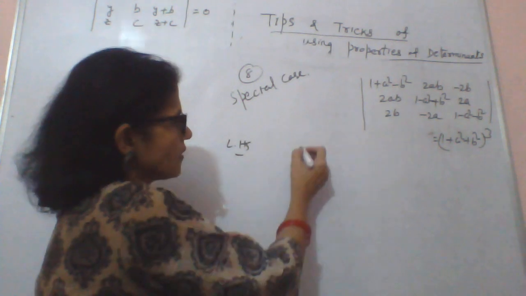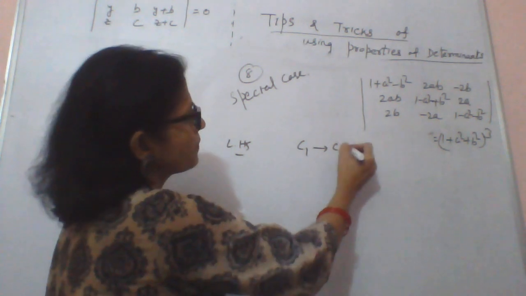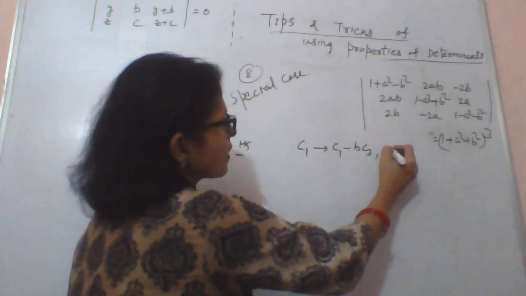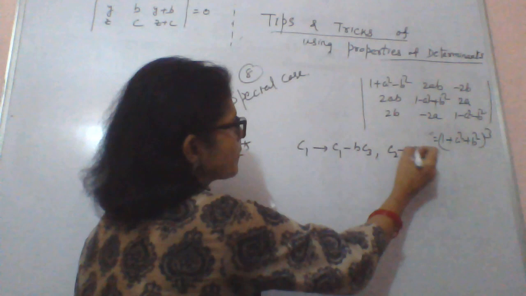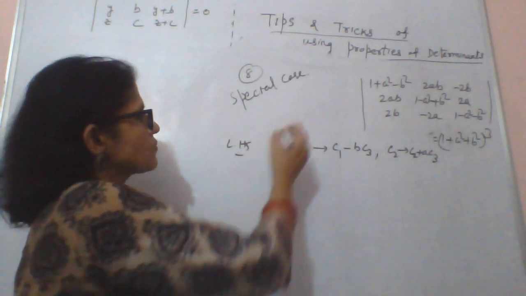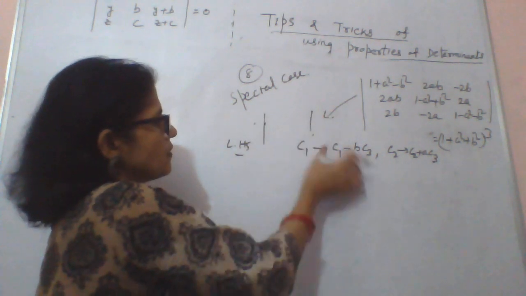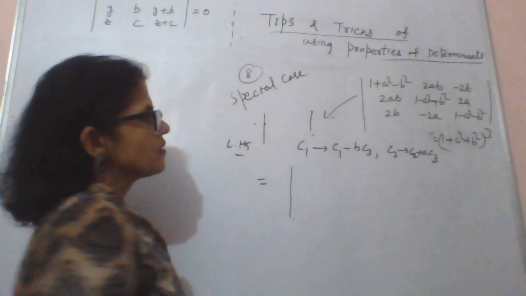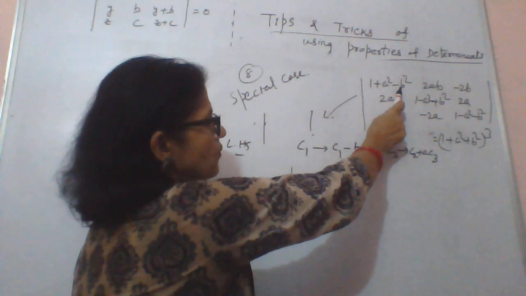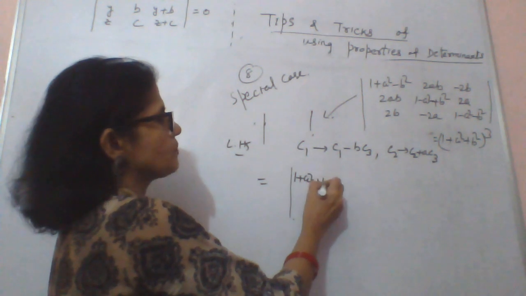If you just look at this, I take C1 replaced by C1 minus bC3 and C2 replaced by C2 plus aC3. So you have to write your LHS, the determinant, then this operation. Now you see C1 minus bC3: 1 plus a square minus b square, minus b into this. So you are getting 1 plus a square plus b square.